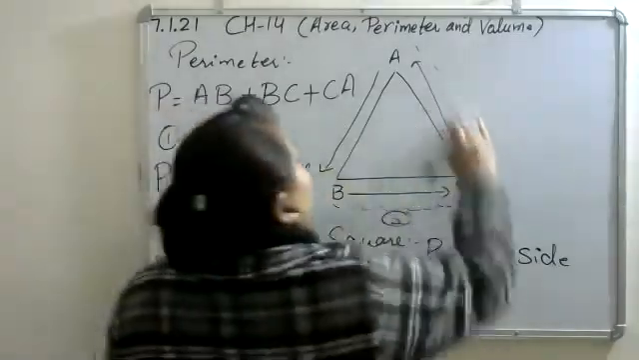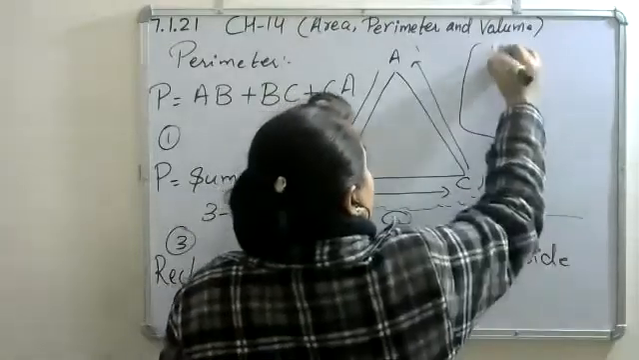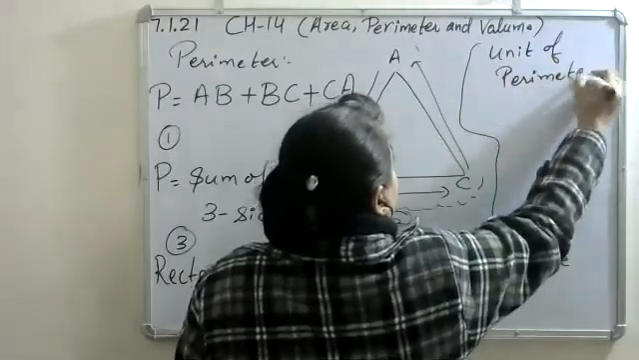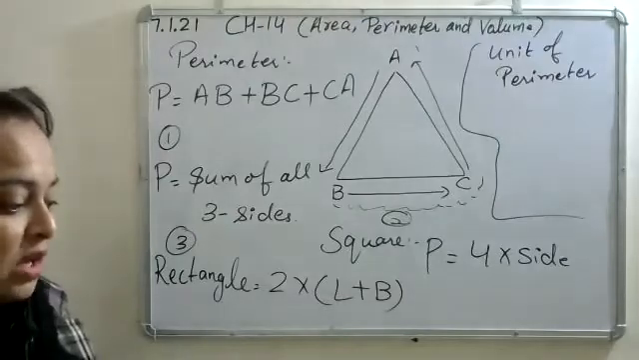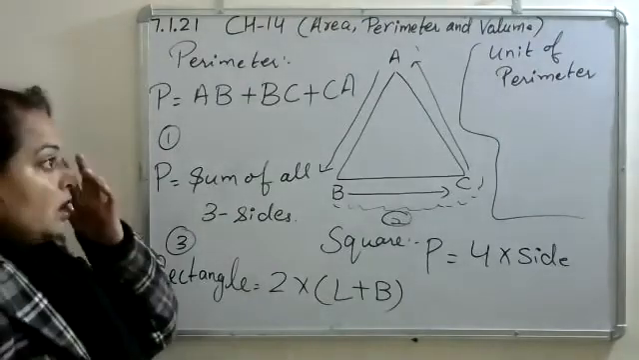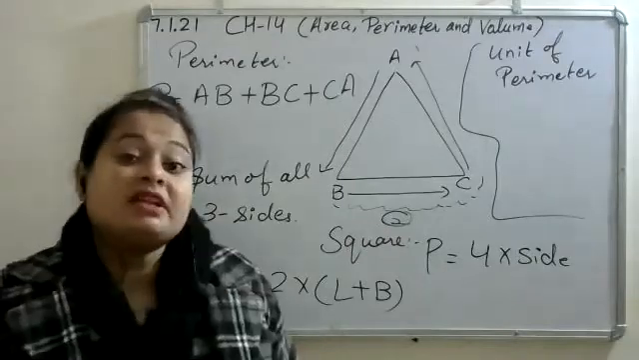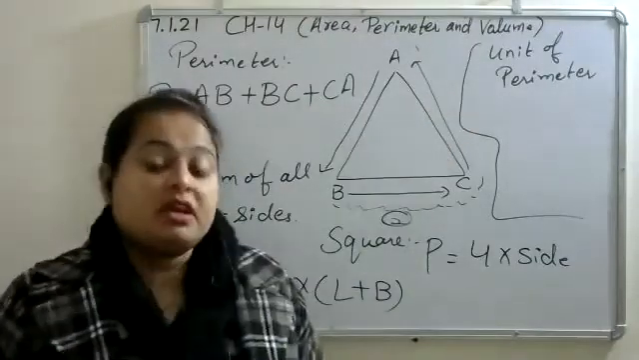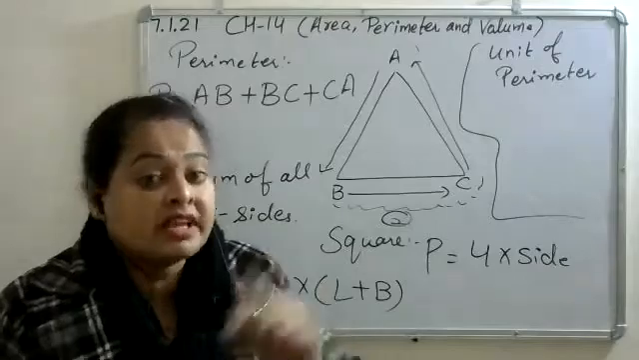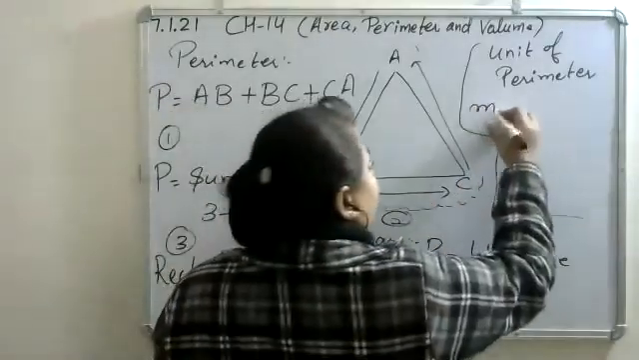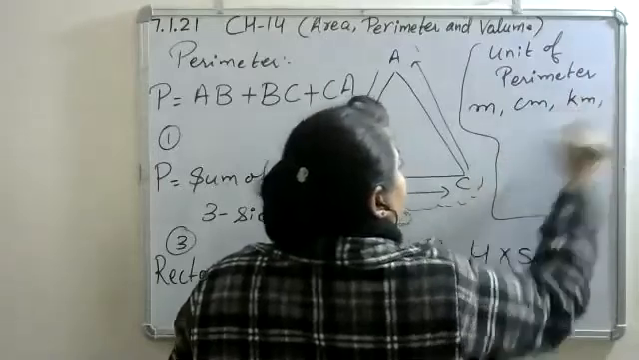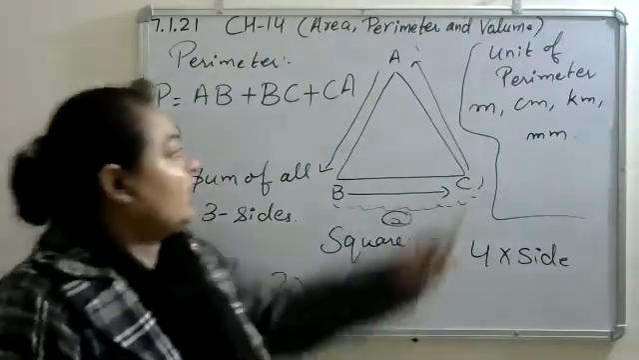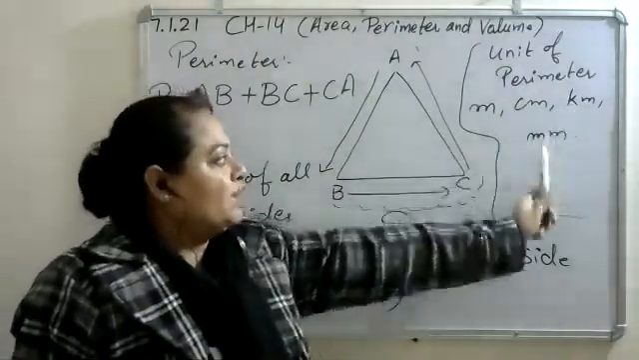Okay. Now, unit of perimeter. Very important. As per the definition, perimeter is the distance covered. So the unit of perimeter is the same as the unit of distance, and the unit of distance is meter, centimeter, kilometer, millimeter.